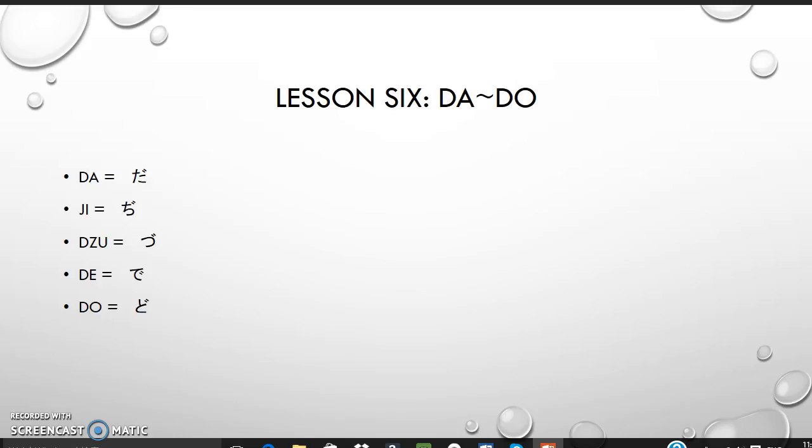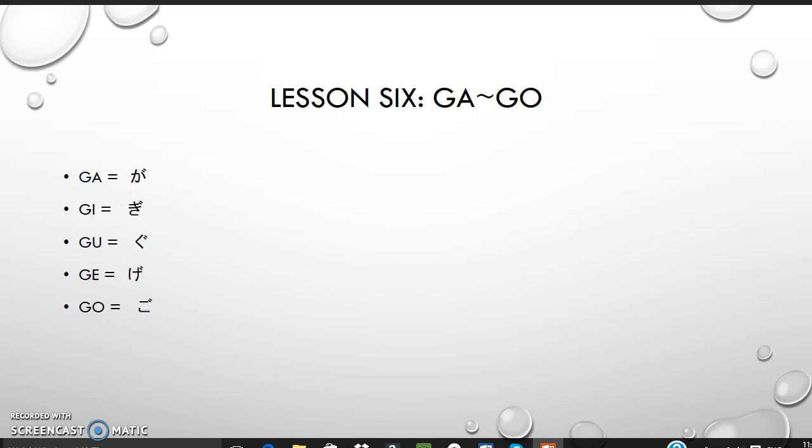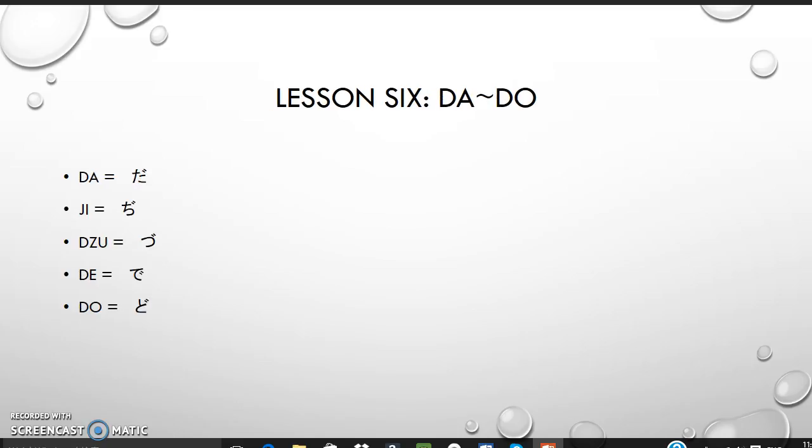Then last but not least, we have do. A good word that uses do would be doyoubi, or Saturday. All right, and so that was it for this lesson. Once again, we covered ga, gi, gu, ge, go and da, ji, zu, de, do.